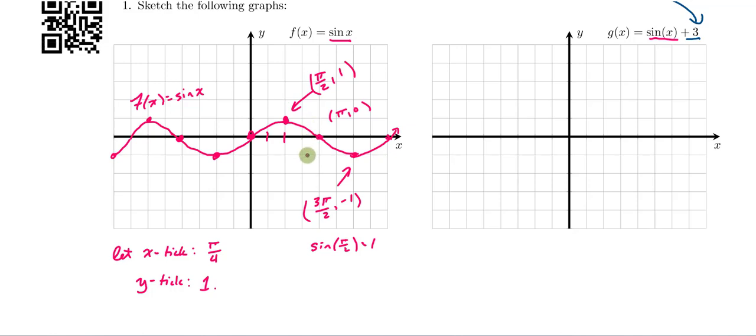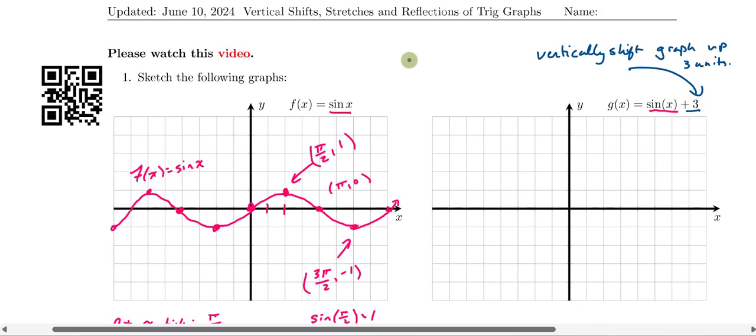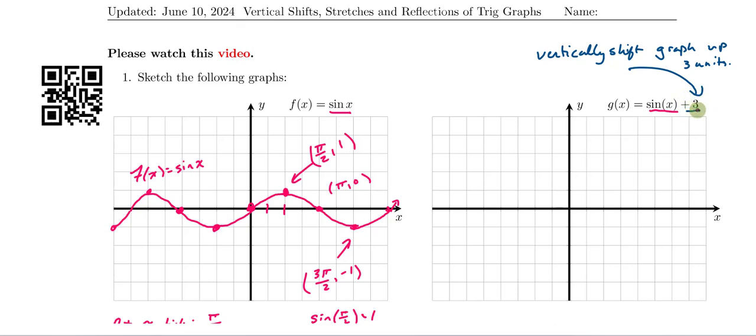Okay, so now, because we've learned the sine of x graph so well, we can now do this transformation of the sine of x graph. And this plus 3 that's being added to the output of the function is going to have the net effect of vertically shifting the graph up 3 units.